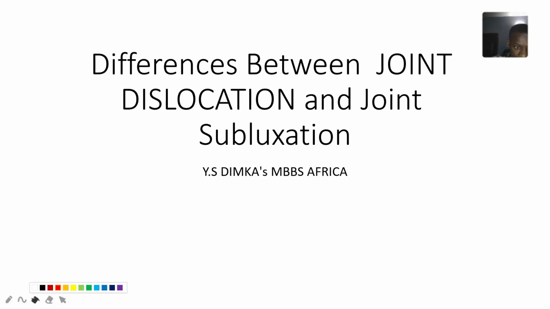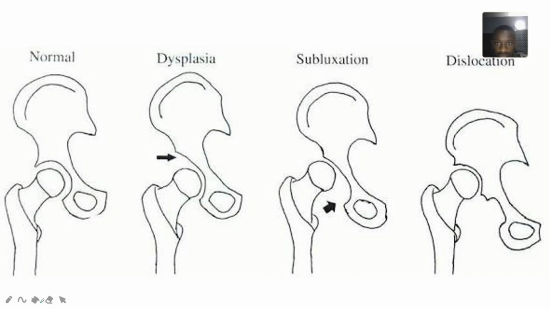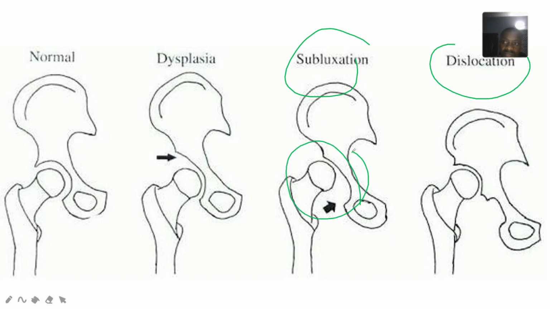Let me pick up my pen. This is what we say is a joint subluxation. This is what we say is a joint dislocation. So to the best of my ability, with joint subluxation, the joint is not intact, but it's not out of its space yet. While for joint dislocation, it's completely out of its space. It's in another place.